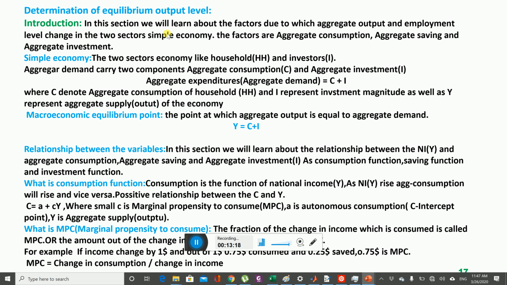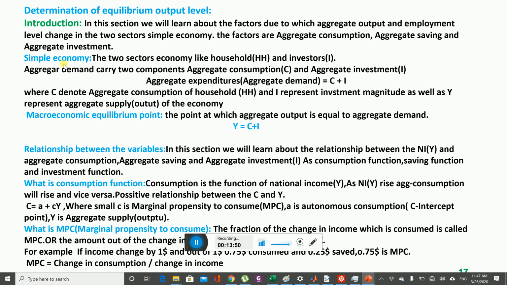We will learn about the factors due to which aggregate output and employment level change in a two sectors, simple economy. This is a simple economy having only two sectors, household and investors. The factors that change the equilibrium output level and the employment level in this simple economy are aggregate consumption, aggregate saving, and aggregate investment.